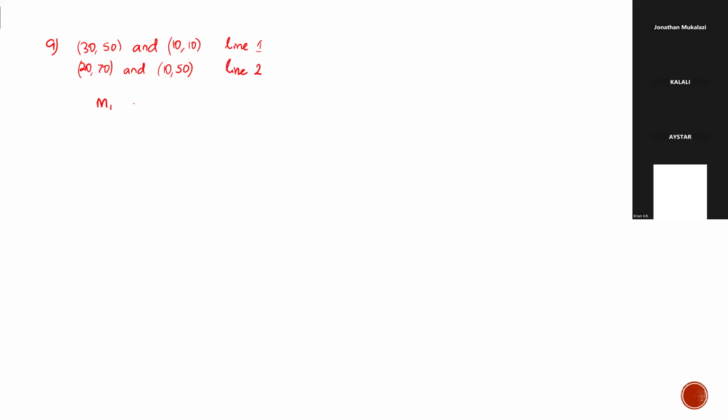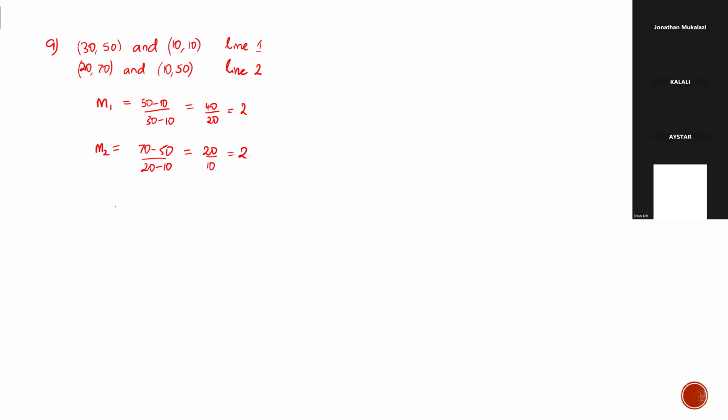So I could let M1 be the gradient of the first line. This would be 50 minus 10 out of 30 minus 10. That's 40 over 20, which is 2. And I could also get M2 as well. This is going to be 70 minus 50 over 20 minus 10, changing y divided by changing x. This is 20 over 10. This is also 2. Parallel lines have the same gradient.